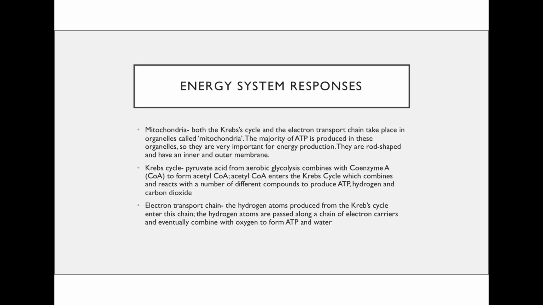Electron transport chain. The hydrogen atoms produced from the Krebs cycle enter this chain. The hydrogen atoms are passed along a chain of electron carriers and eventually combine with oxygen to form ATP and water.